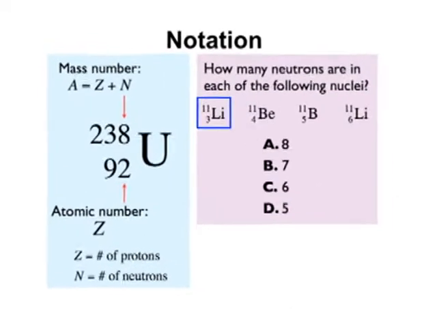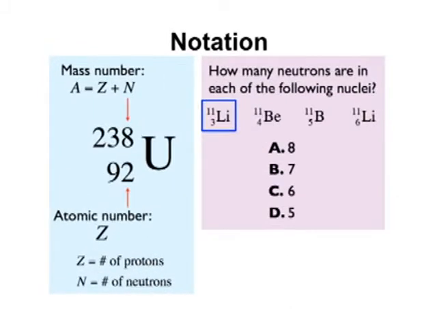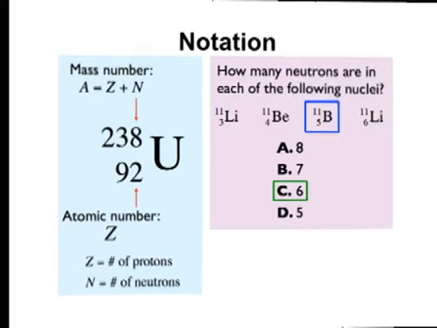How many neutrons? 8. It's just the difference between the two. 3 protons. This number is neutrons plus protons, and so if I take it and subtract, I end up with 8. How about beryllium-11? How many neutrons? 7. Boron-11? 6, etc. This is stuff that you've seen before.